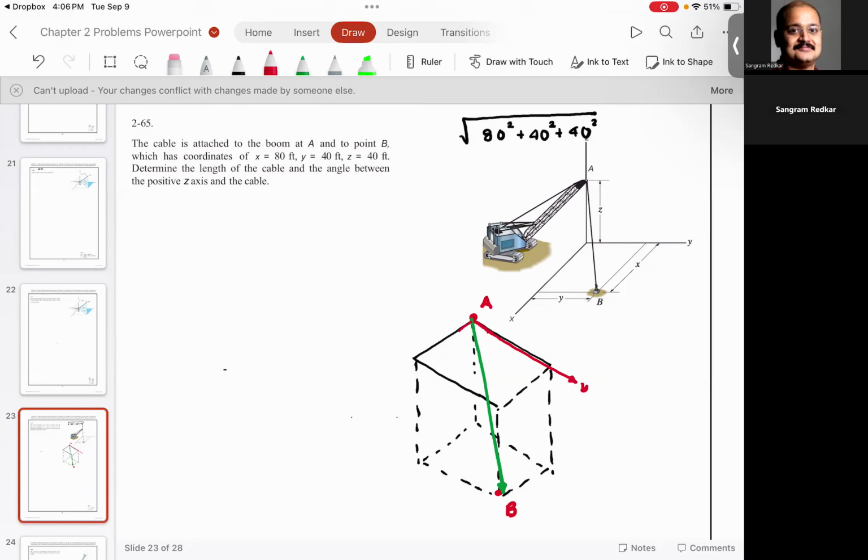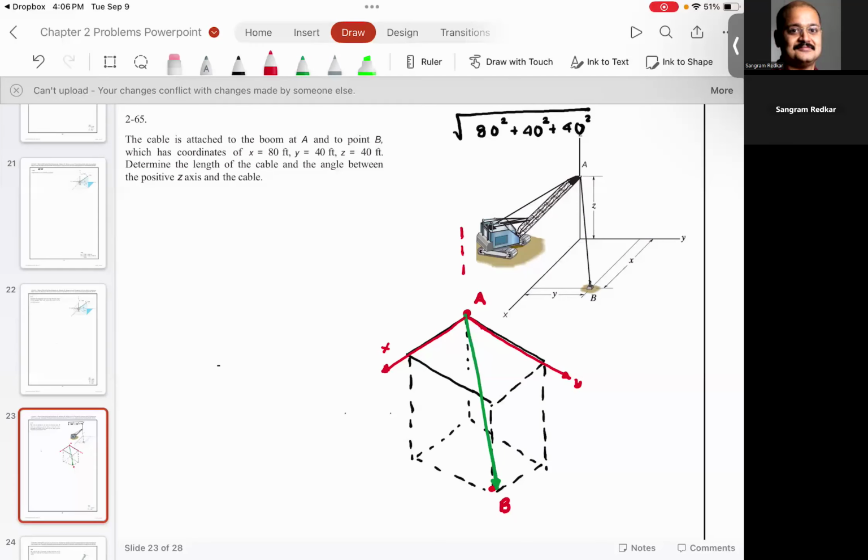This is gonna call x. And say you are gonna have Z over here. Let me add the distances. Y is 40. X is 40. And no, X is 80. X is 80. And Z is 40.